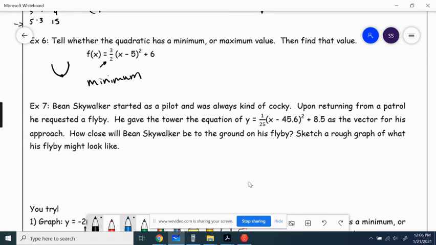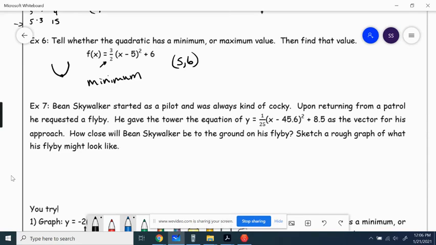And how do we find that value? Well, it's just going to be the vertex, which is h comma k. Remember, h is the opposite, so it's going to be +5, +6. All right, easy as that. Remember, if it opens up, it's a minimum value. If it opens down, it's going to be a maximum value. All right, moving on. Example 7.